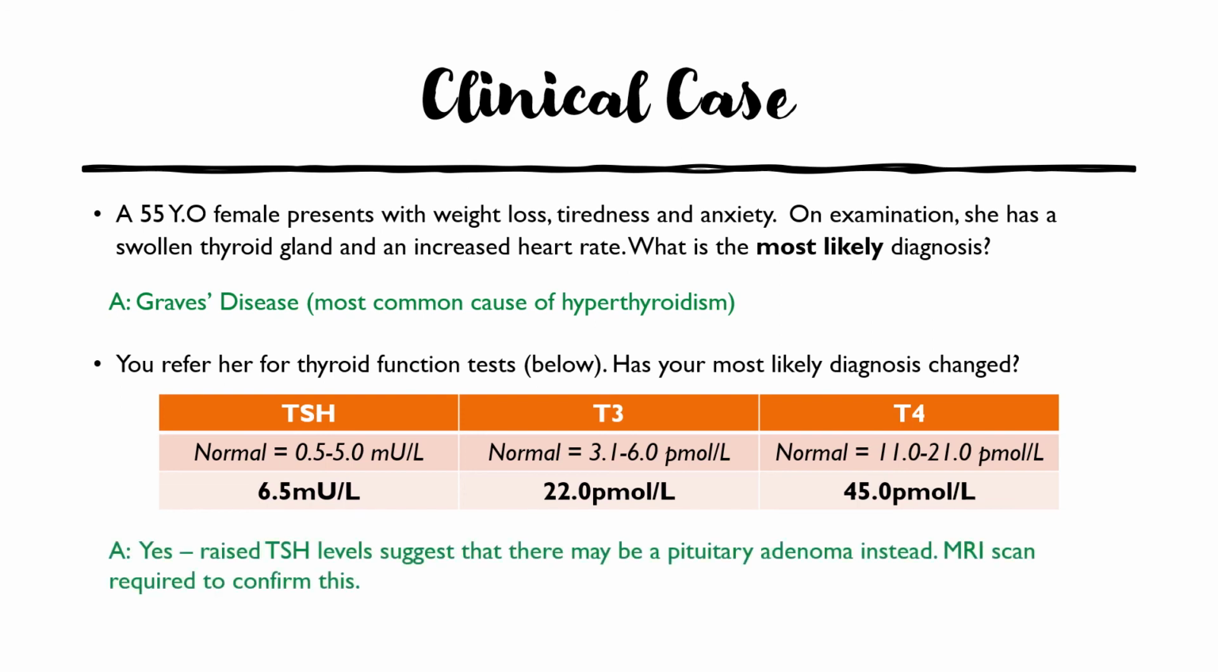And the answer in this case is that the likely diagnosis has changed, and that's because the TSH value is raised at 6.5, above normal. And basically, if there's a raised TSH level, it suggests that the problem is probably somewhere else on the axis, such as the anterior pituitary gland, and that requires an MRI scan to confirm, just in case.